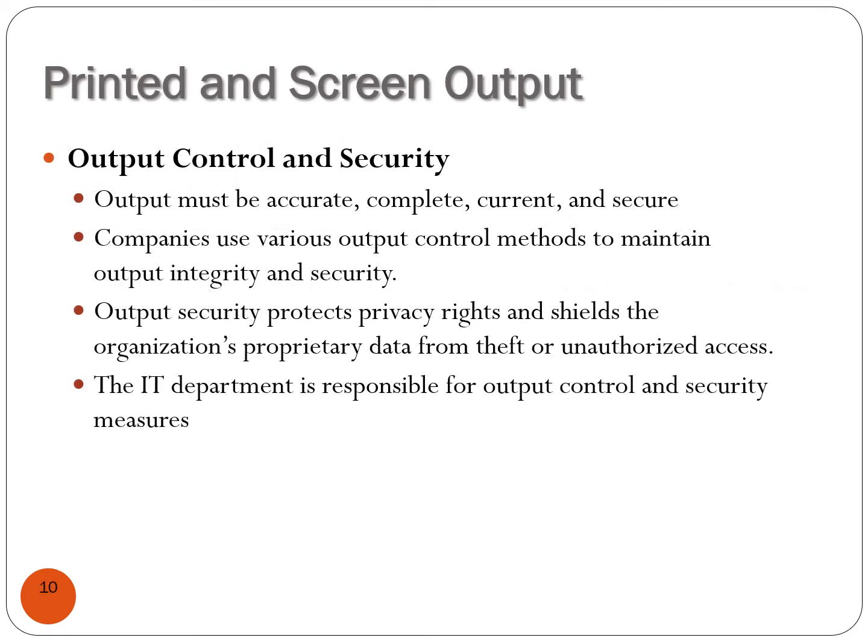Output control and security. Output must be accurate, complete, current, and secure. Companies use various output control methods to maintain output integrity and security. Output security protects privacy rights and shields the organization's proprietary data from theft or unauthorized access. The IT department is responsible for output control and security measures.